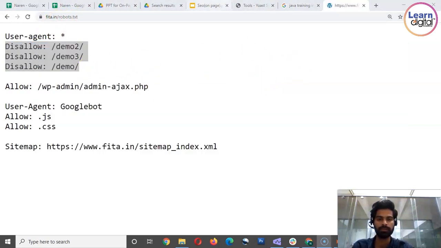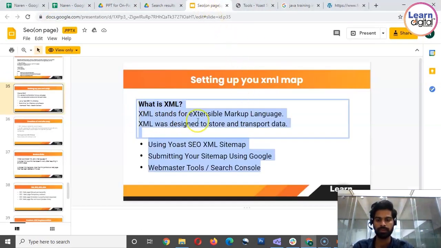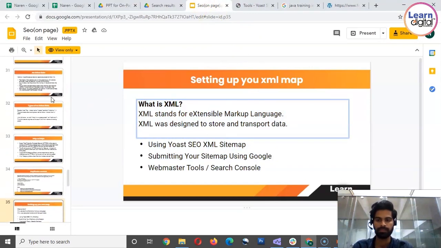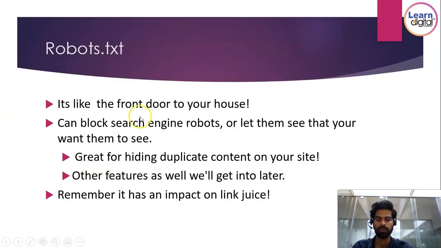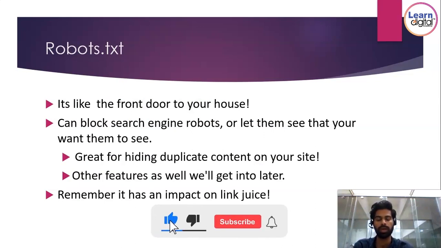Let's go back to the slide. Robot.txt is not that important. If you want to show all your pages in search engine results, definitely you can show all your pages. If you are not creating one, that is also fine. But if you have some privacy issue, if you want to hide something, then you can use this robot.txt file.